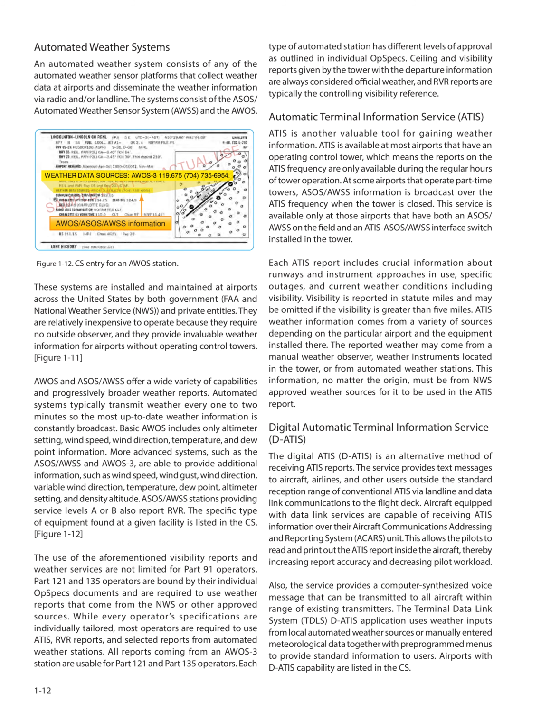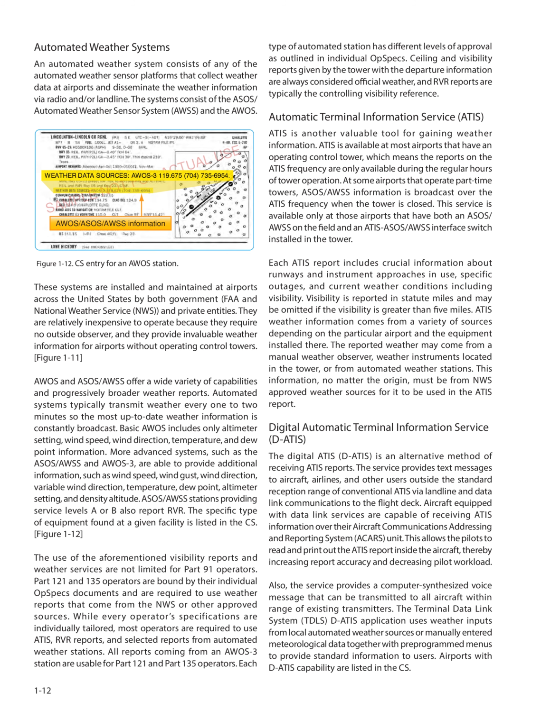Figure 112. The use of the aforementioned visibility reports and weather services are not limited for Part 91 operators. Part 121 and 135 operators are bound by their individual op specs documents and are required to use weather reports that come from the NWS or other approved sources.